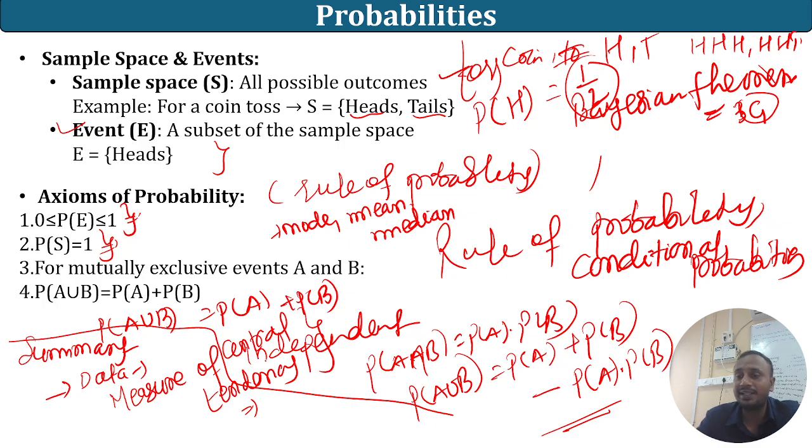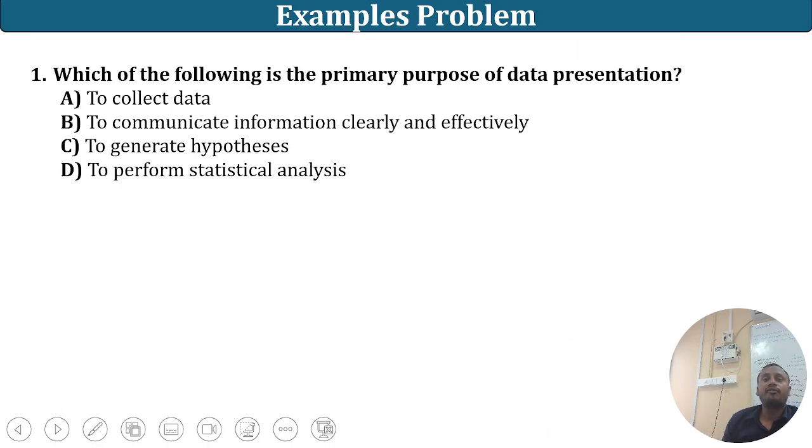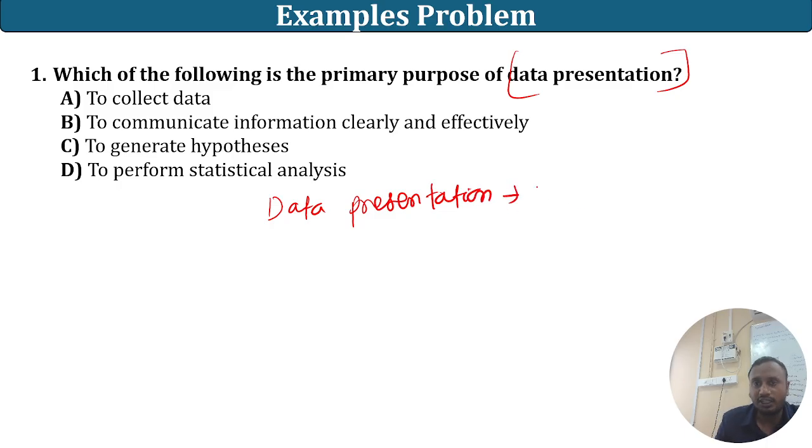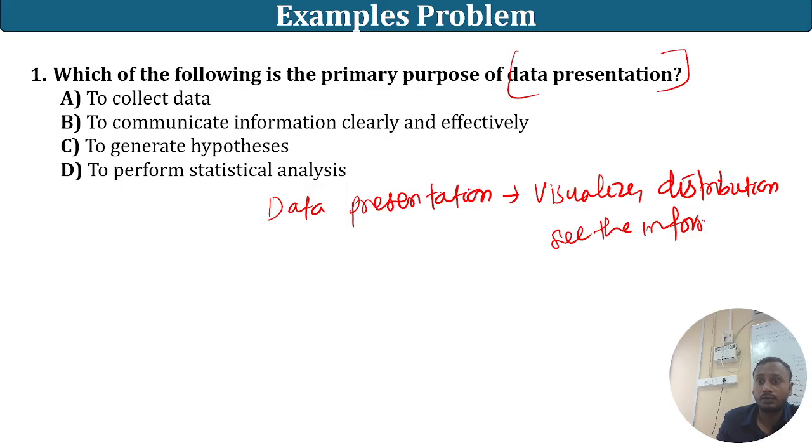So now we'll see some examples based upon all these things. The first example: which of the following is the primary purpose of data presentation? When we talk about data presentation, our aim was to visualize the distribution, or to see the information clearly.